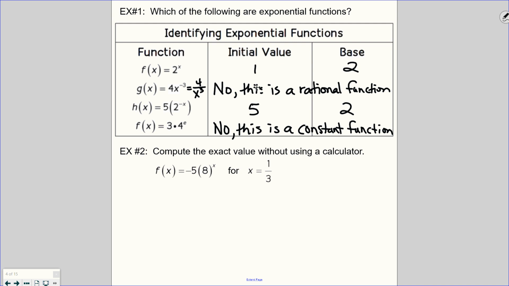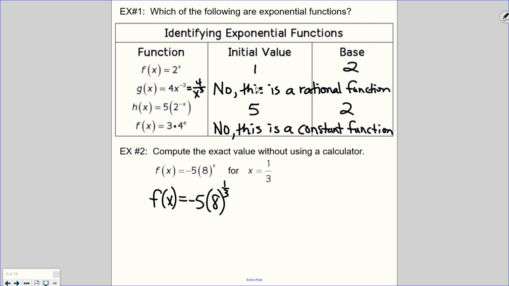Okay, so for the next example, we're going to compute the value without using a calculator. This is a little bit of review of exponents and how to deal with a fractional exponent. It says find out what you get when x is 1/3. So we're going to write f of x equals -5 times 8 to the 1/3. Of course, we're just going to substitute it. Then we need to remember what 8 to the 1/3 means.